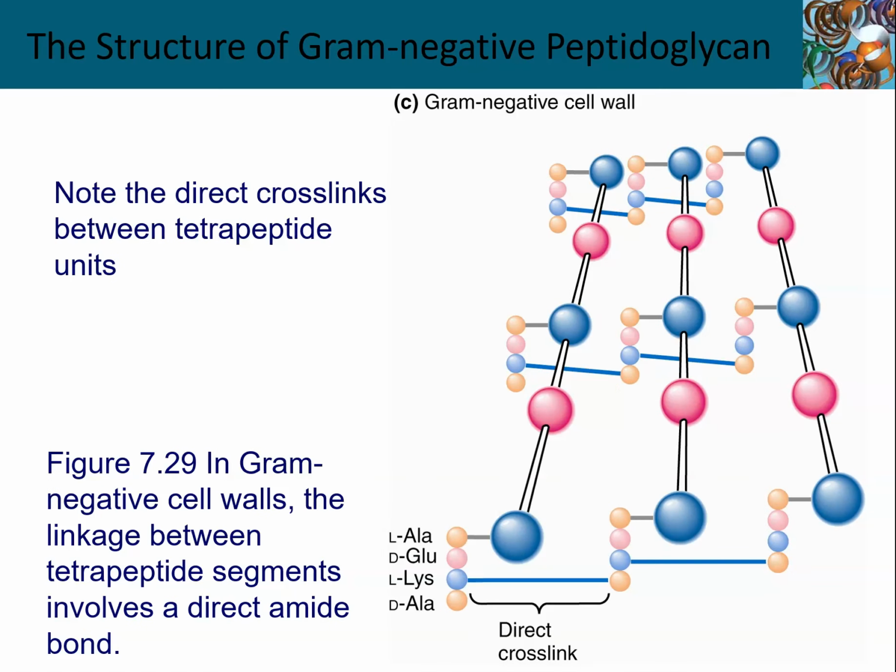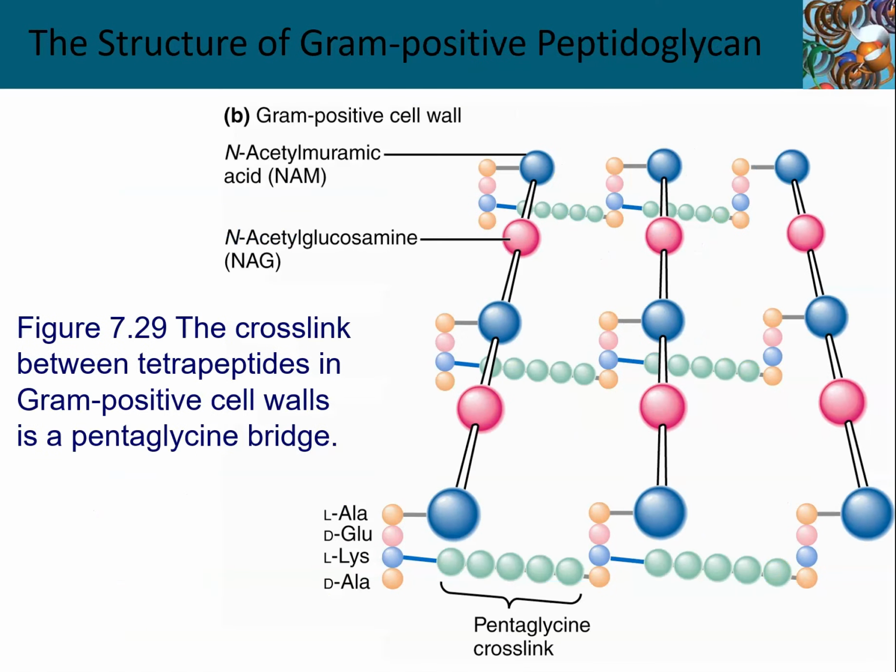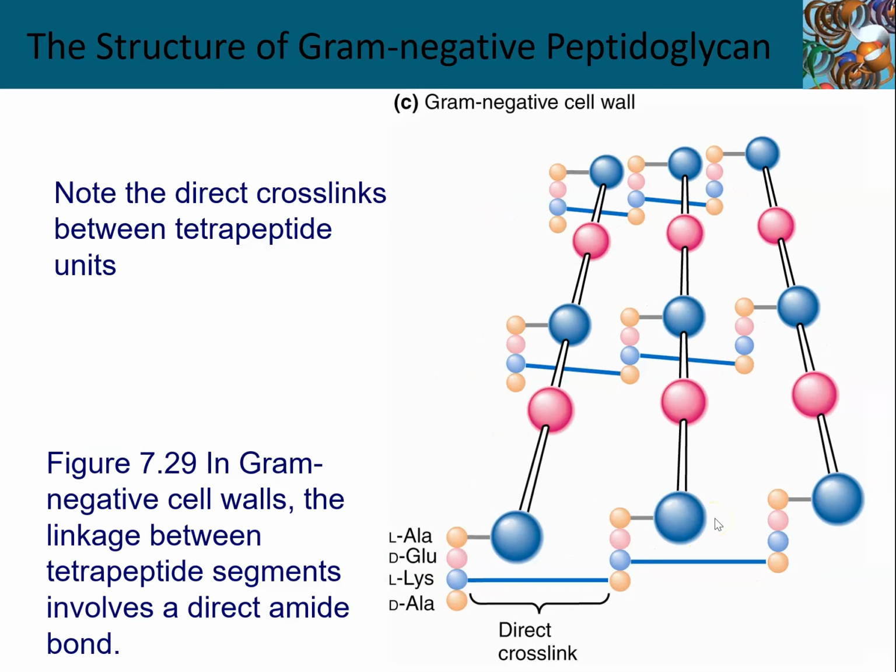So here we have a gram-positive, here we have a gram-negative. In the gram-positive, you have your pentaglycine cross-link between your alanine, glutamine, lysine, alanine subchains. And here we have the exact same chains in the gram-negative, but you have a direct cross-link, which is a lot tighter. So you have the same tetrapeptide units, alanine, glutamine, lysine, alanine, but you don't have that long crosslinker in your gram-negative.